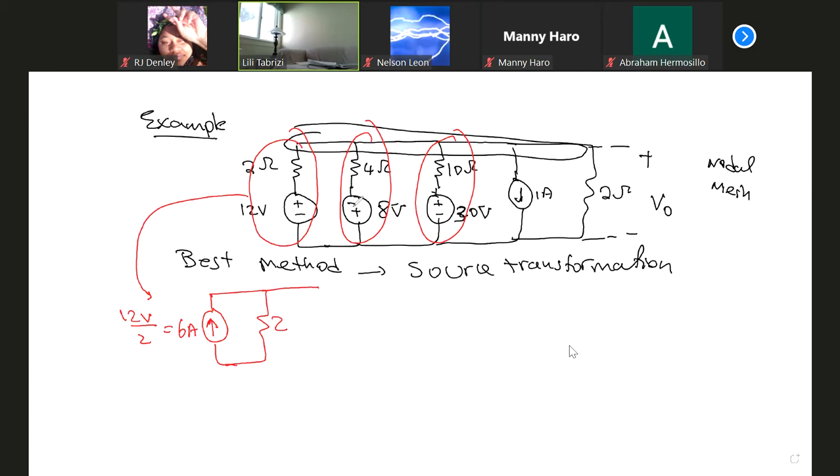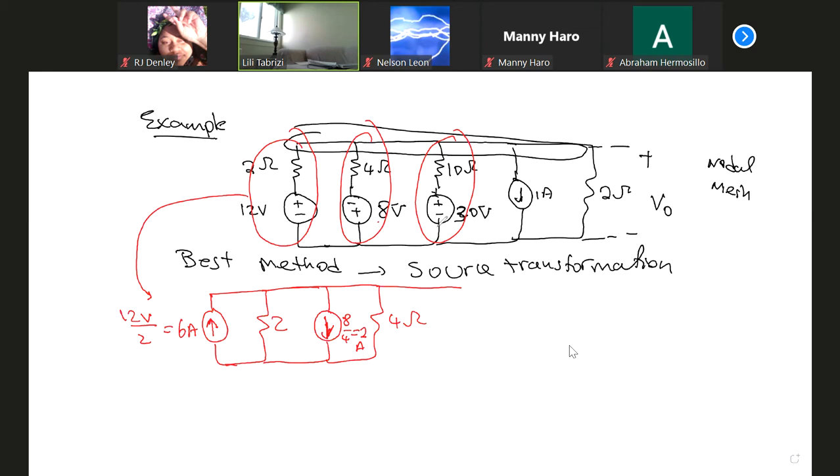Extend the line, do the same thing here. You have a voltage source in series. Change it to a current source going down, from minus to plus, going down, in parallel with 4 ohm. What's the value of the current source? 8 volt divided by 4, it's 8 divided by 4 equals 2 amp. Going down, down because minus is on top.